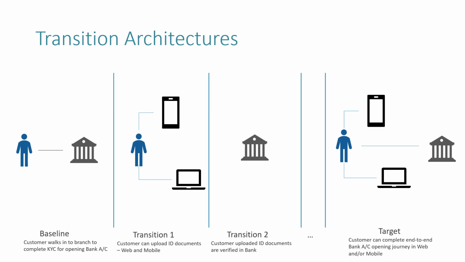And then in transition 2, we might say to customers that, okay, once you have uploaded the documents, we will verify them in the background. So you only need to come to the branch to sign the document, because when you come to the branch, by that time, those ID documents have been verified. And in similar way, we can define more transitions, and all these transitions are realistic transitions, to finally achieve the target. But the target is hazy.